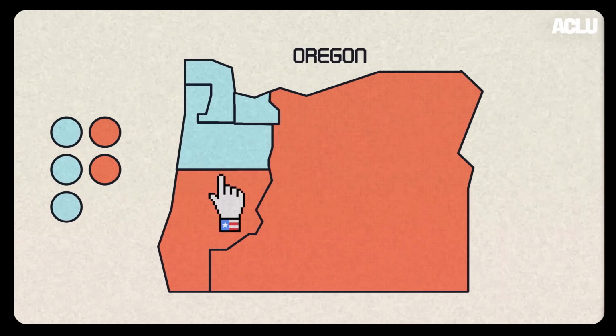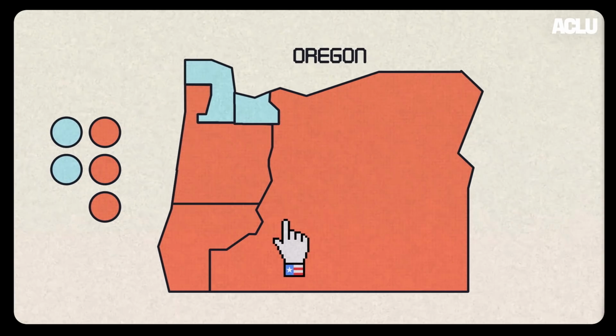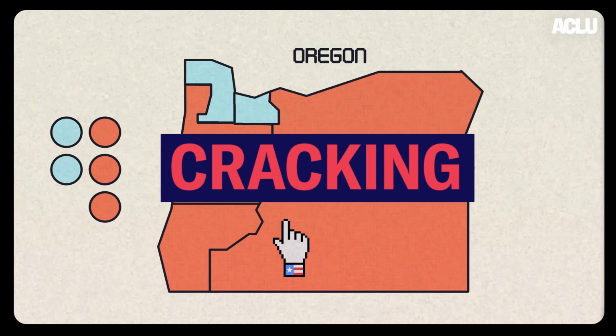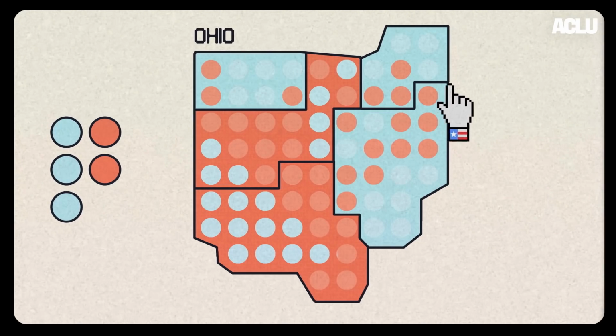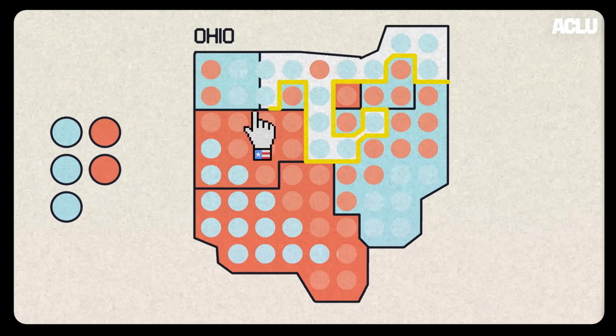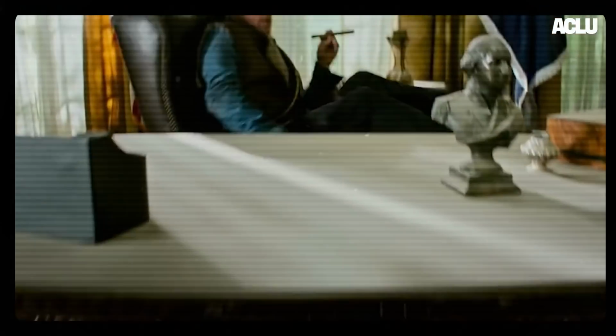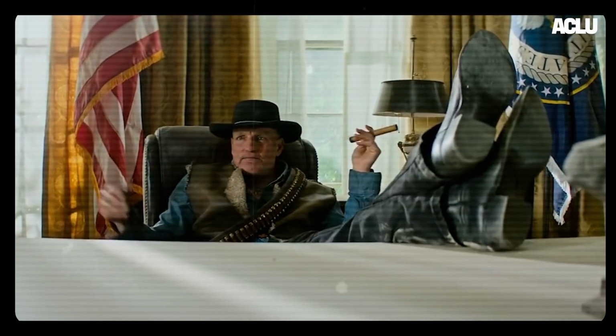What if they were able to move the lines around districts to dilute the concentration of voters from multiple areas, also known as cracking? Or what if you could concentrate many voters of one type into a single electoral district to reduce their influence in other districts? That's called packing. That would be pretty great job security for an elected official, right?